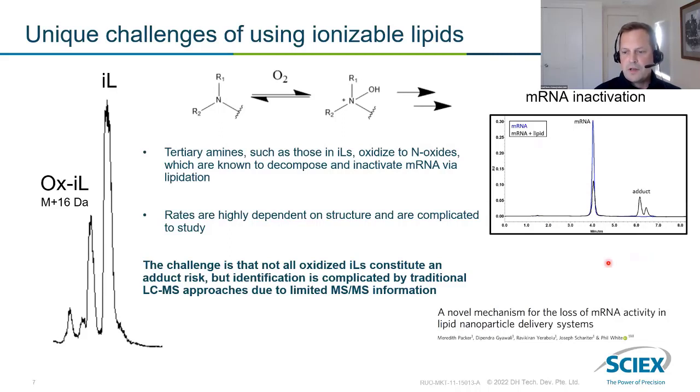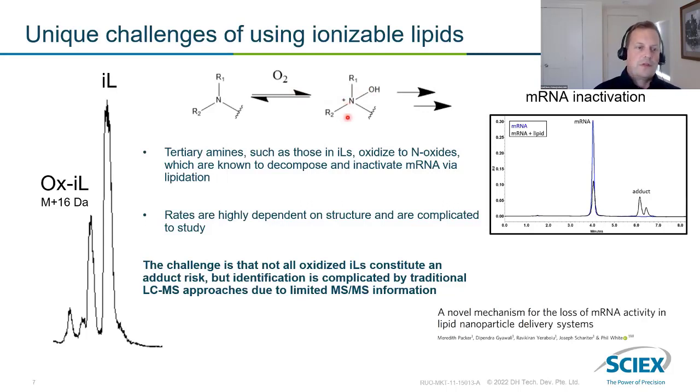And Moderna came out with a paper later last year, where they implicated that the tertiary amino ionizable lipid can be oxidized to form an N-oxide species, and this species can then go on to result in an aldehyde that can covalently modify the mRNA itself, rendering it inactive or non-translatable.